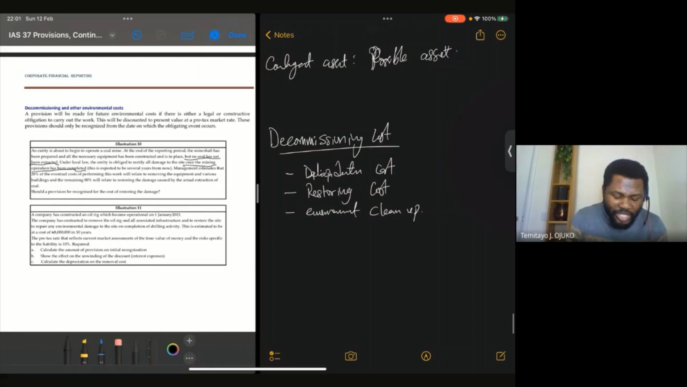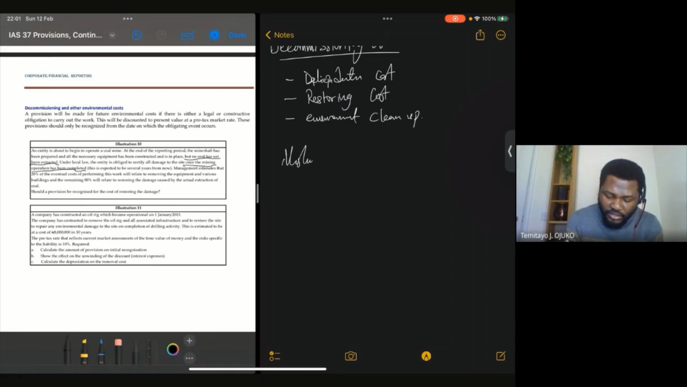Now, management estimates that 20% of the eventual cost of performing this work relates to removing the equipment and various buildings, and the remaining 80% will relate to restoring the damage caused by the actual extraction of the coal. Illustration 10: should a provision be recognized for the cost of restoring the damage? Should a provision be made?